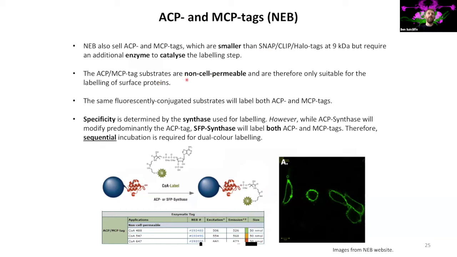So they are non-cell permeable, therefore they're only suitable for labeling surface proteins, or you can permeabilize and label inside a cell. And their specificity is determined by the enzyme that you use. So the ACP synthase will modify predominantly the ACP tag, whereas the SFP synthase will modify both the ACP tag and the MCP tag. Therefore, you have to do a sequential incubation if you require dual color labeling for this.